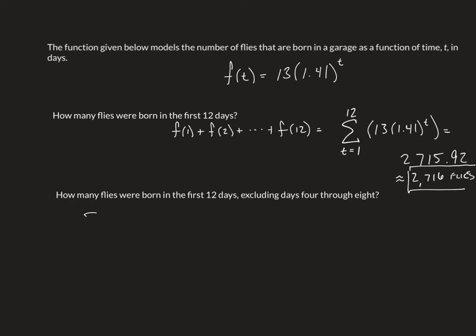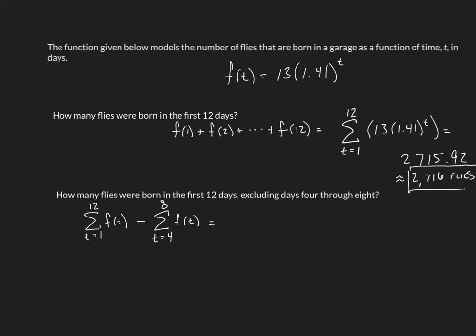Let's say that I want to use the number I have right now, which is the sum from t equals 1 to 12 of my function f of t. Well, this would be days 1 through 12, and they said to exclude days 4 through 8. So what I could do is take the number I have right now and subtract the summation of the elements of days 4 through 8. And that's one valid way to do this.